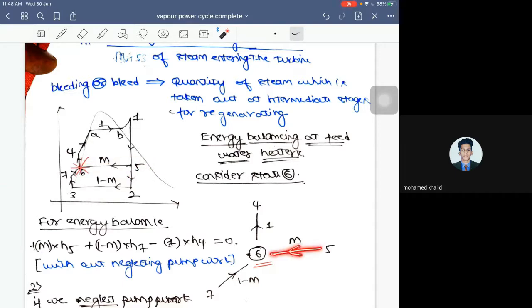I am getting m amount of steam from state 5. Next, I am getting 1 minus m amount of steam from state 7. Correct? The same thing I have written here, 1 minus m amount of steam from state 7. Next, one quantity of steam is being ejected to state 4. Clear? What is this flow diagram all about?